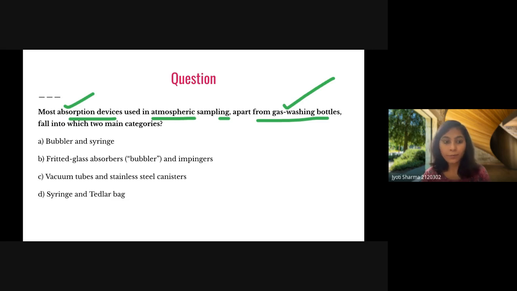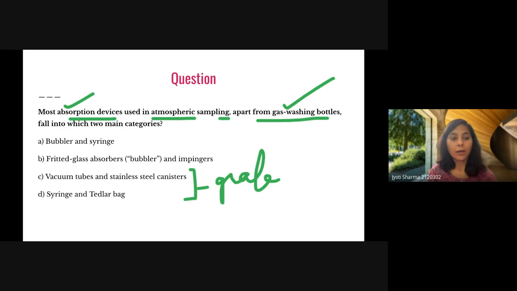I got answer B. Okay, so just see that this is the part of grab sampling, right? This is the part of grab sampling. These two are the part of chemical absorption or physical adsorption, you can also say. So if we will see, then yes, B is the right answer.